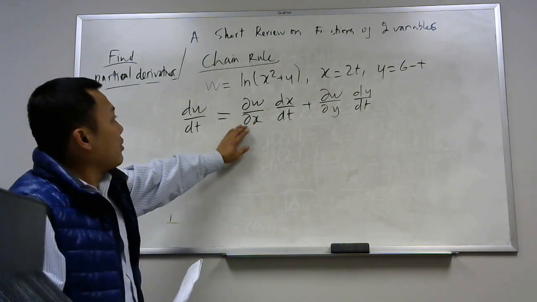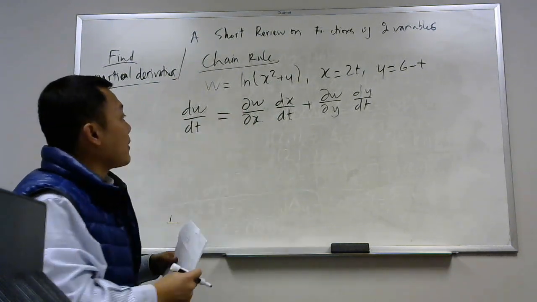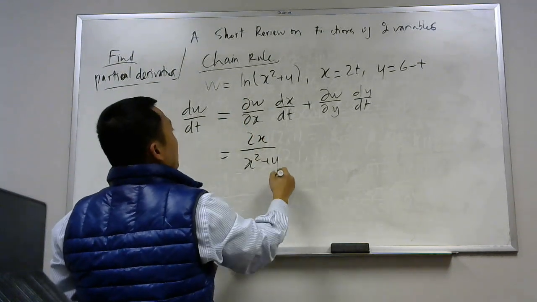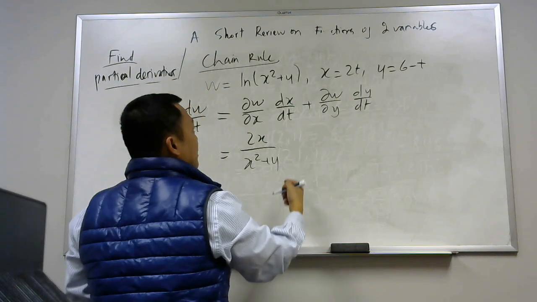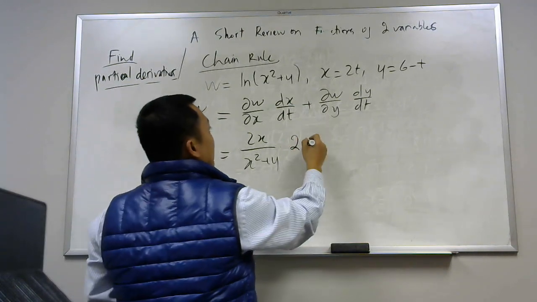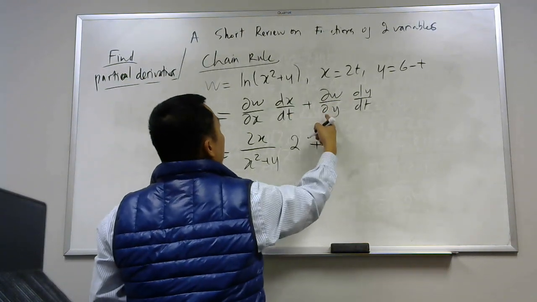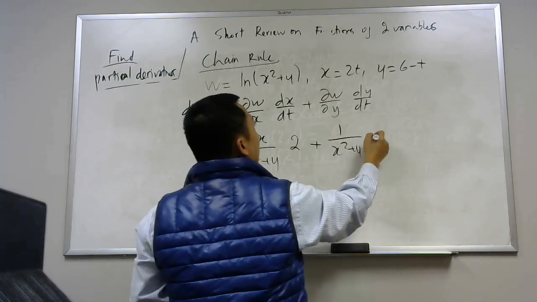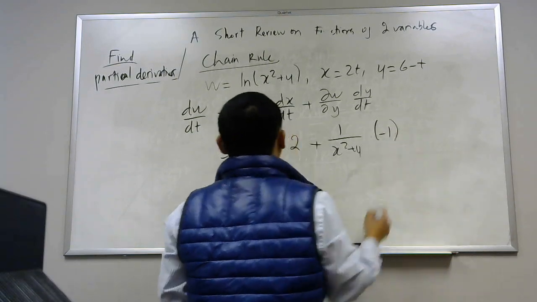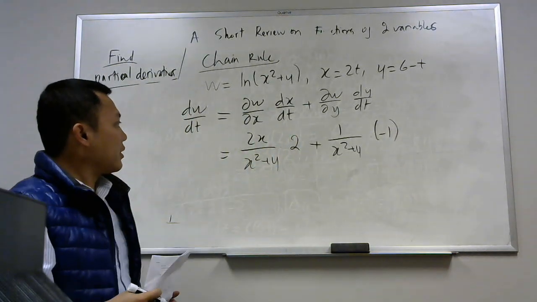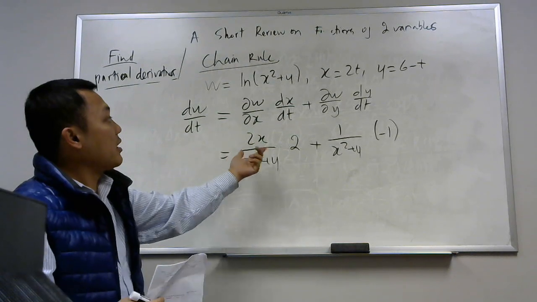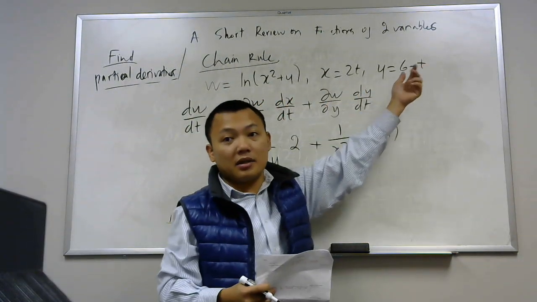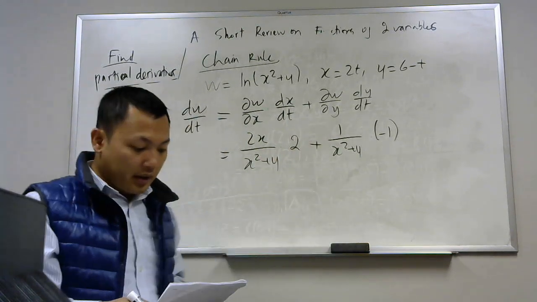We need to find the partial derivative of this function with respect to x. That is 2x over x squared plus y. What is dx with respect to dt? That's just 2. And the derivative of this function with respect to y is 1 over x squared plus y. And then the derivative of 6 minus t is negative 1. That is the partial derivative. And of course, if you want, you can plug in 2t and 6 minus t into this function, and you get what you need.